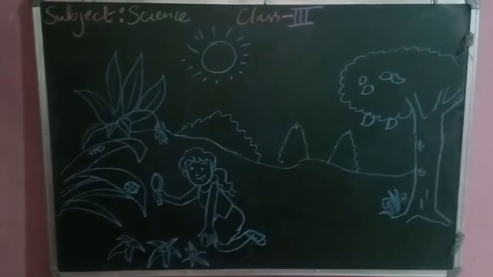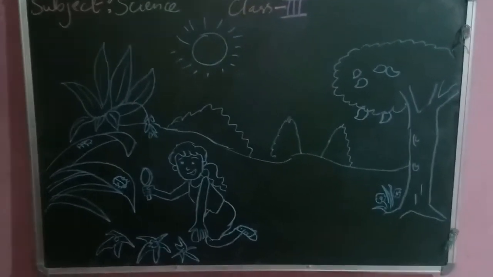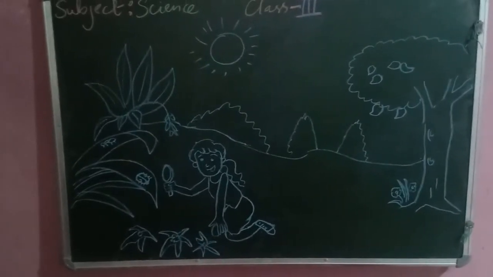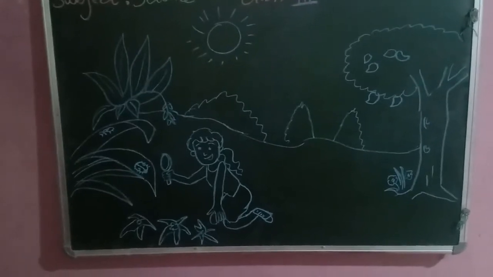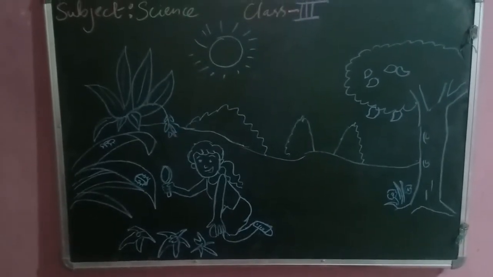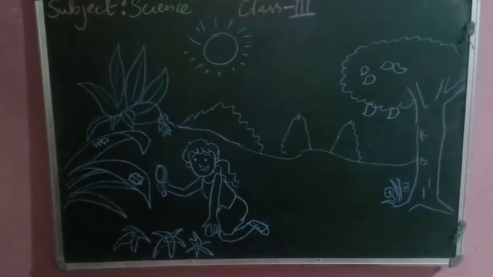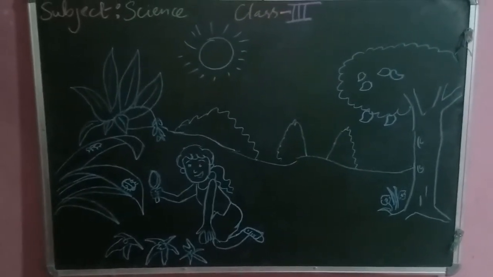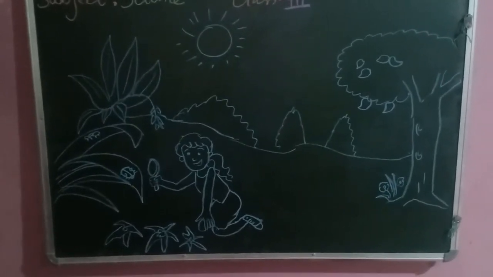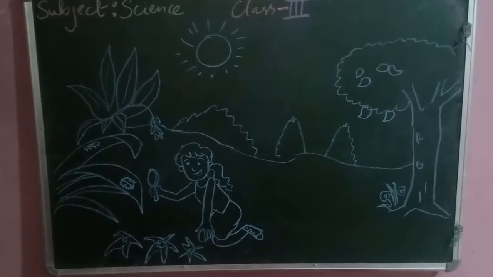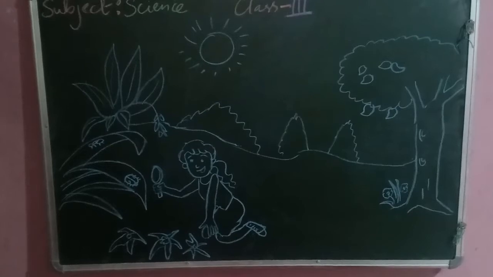The picture shows a girl sitting in a garden, watching an insect with a magnifying glass. Beside her there is a mango tree, and above her there is a sun. From this picture we have to find out how many of them are living things and how many of them are non-living things.